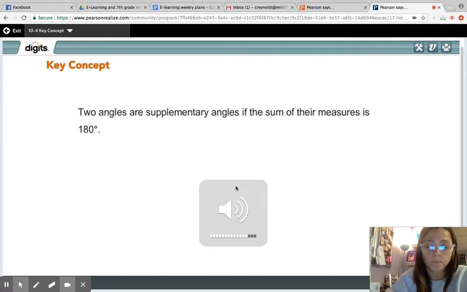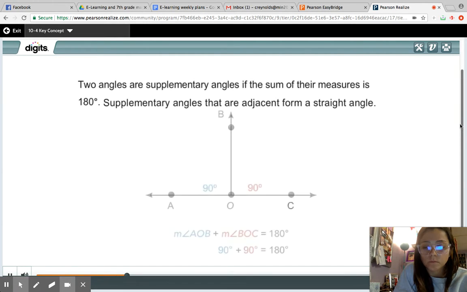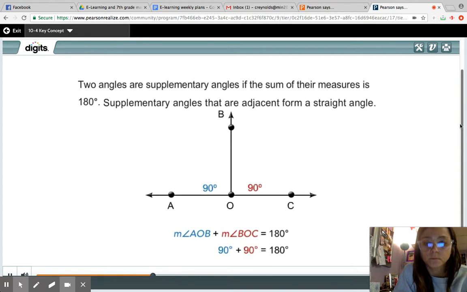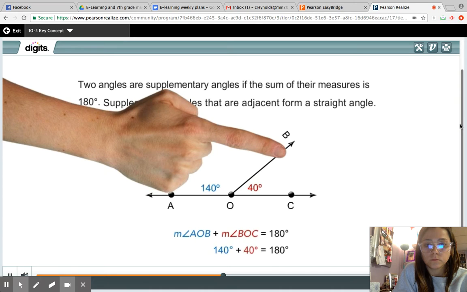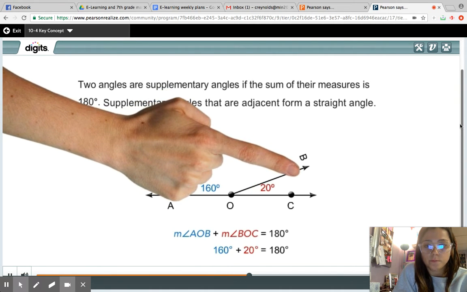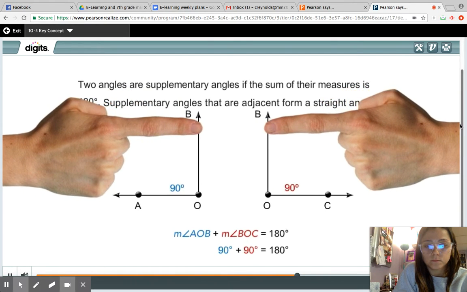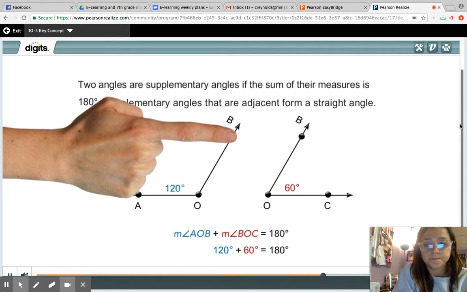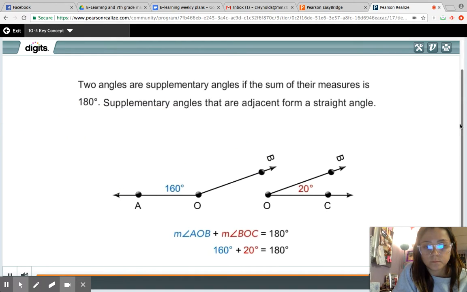Two angles are supplementary angles if the sum of their measures is 180 degrees. Supplementary angles that are adjacent form a straight angle. Angle AOB and angle BOC are supplementary adjacent angles. Notice that as the measures of the two angles change, the sum of their measures is still 180 degrees. Suppose two supplementary angles are not adjacent. Even though angle AOB and angle BOC are not adjacent, the sum of their measures remains 180 degrees as the measures of the two angles change.